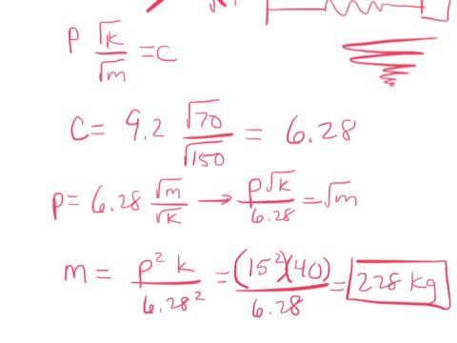One thing to point out, some of you may have noticed, the constant of variation in this problem is 6.28, which is actually a multiple of pi. It is 2 pi. And you'll learn more about where the 2 pi comes from in physics.